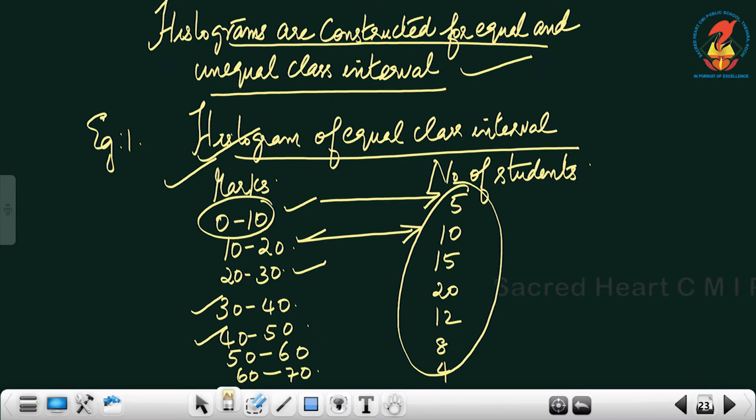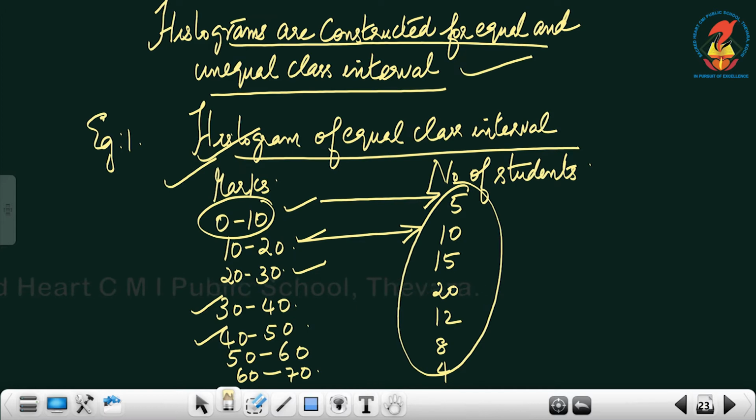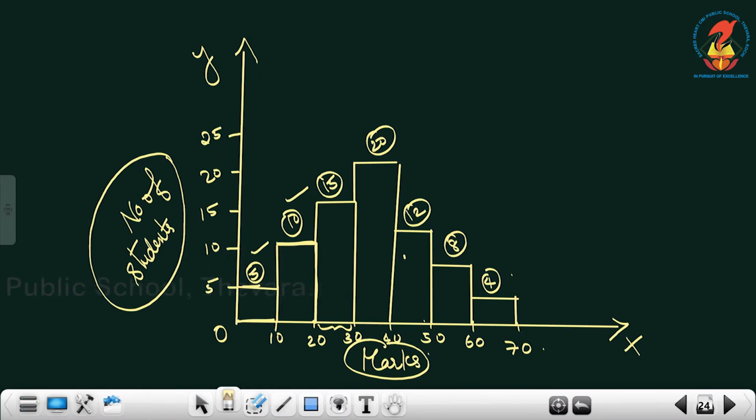So it will be 0 to 10, 5, 10 to 20, the value is 10, then 20 to 30, the value is 15. So I have constructed the bars, but one difference you can find from the bar diagram.